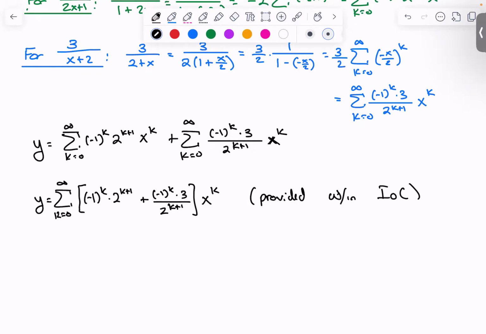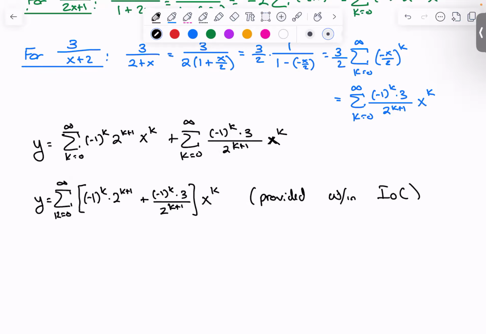So what would you do? Pull out the -1 to the k. That's definitely an option. And then what else would you do? So which test? The root test? I'm glad someone mentioned it.